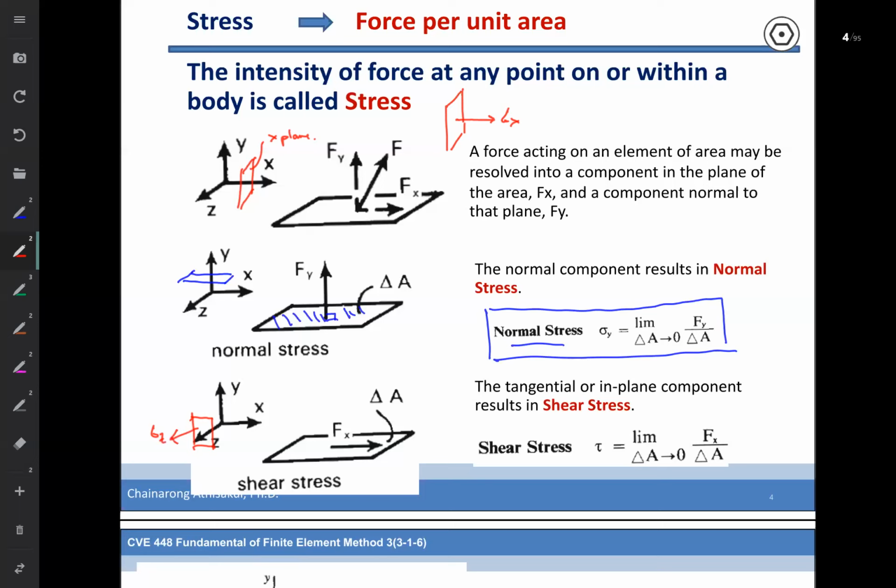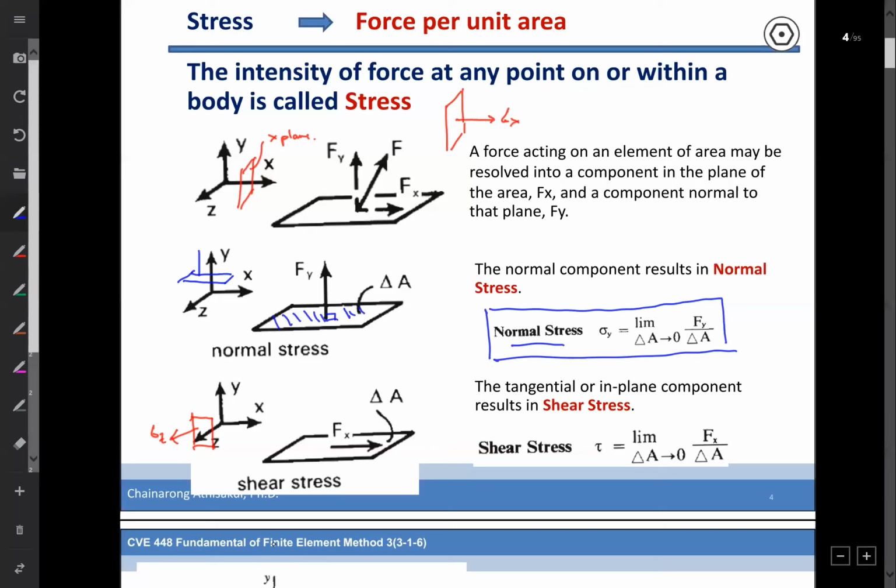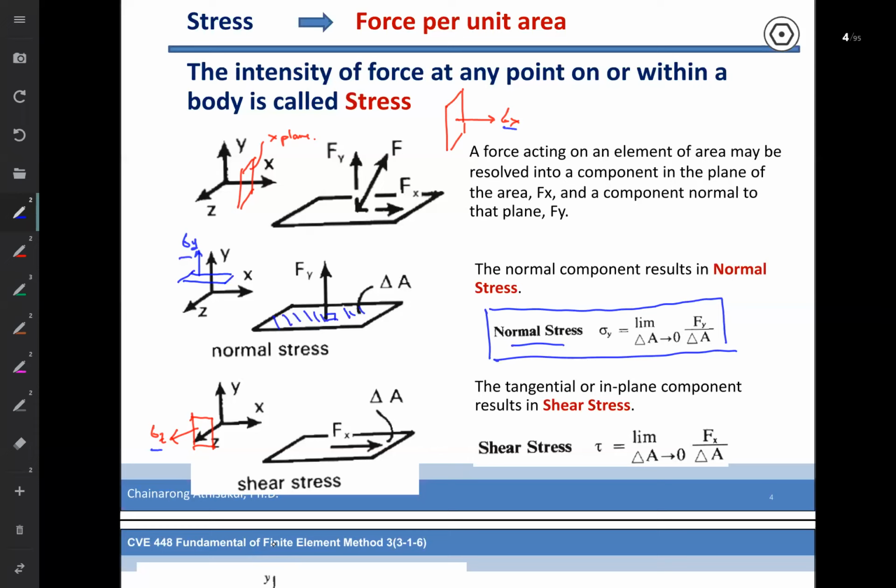Okay, to this point, do you have any question? Same as y, you have sigma y. Okay, now you know sigma x, sigma y, sigma z already, right? That is if we talk about the plane that is cut perpendicular to the x-axis, y-axis, and z-axis.